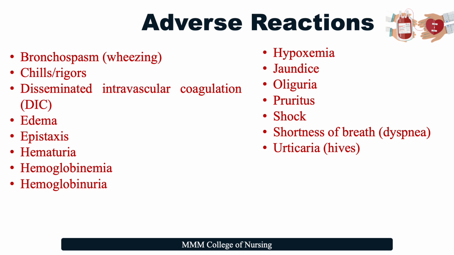Next is hypoxemia, which is abnormally low oxygen levels in the blood. Jaundice, characterized by yellow color of the skin. Oliguria, which is reduced urine output. Pruritus, which is itching. Shock, shortness of breath or dyspnea.